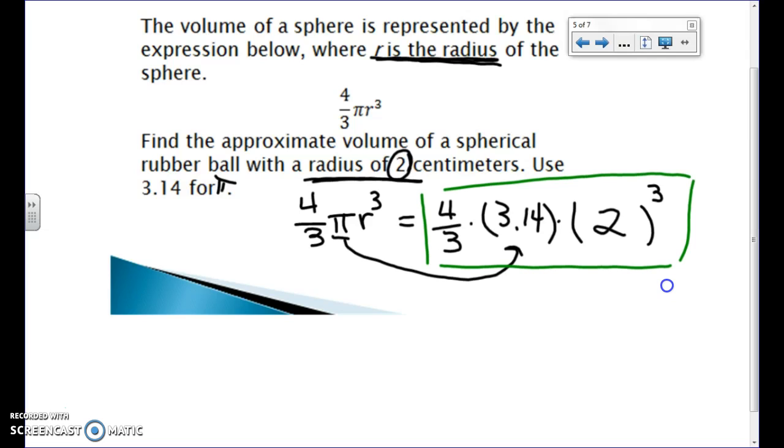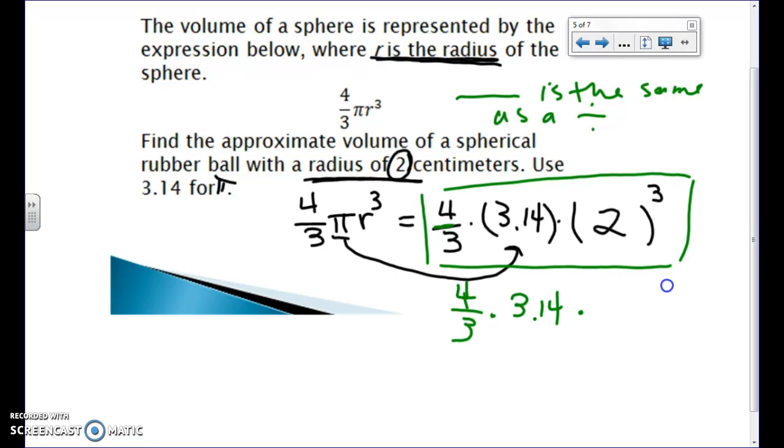And we just have another order of operations. What I want you to remember is that a fraction bar is the same as a division sign. All right, so this fraction bar here is the one I'm talking about. This fraction bar, that means division. Okay, and so when I follow order of operations, I first check for parentheses, and I see parentheses, but I don't see any operations inside of them. So I'm going to rewrite this problem as 4 divided by 3 times 3.14 times 2 to the third power.